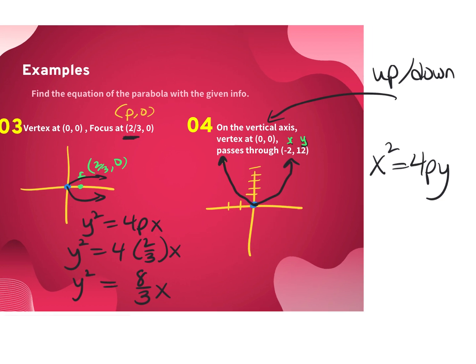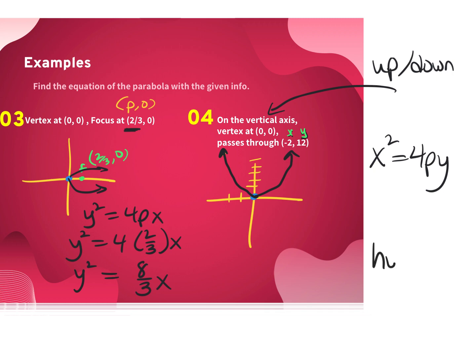If it would have said horizontal, then it would have been left, right, and it would have been the y squared equals 4px. So you watch the wording on this.